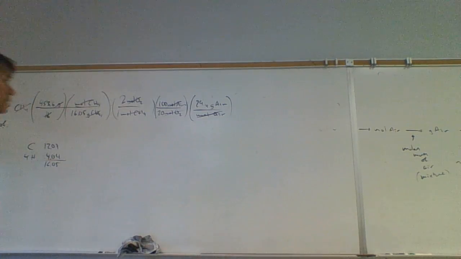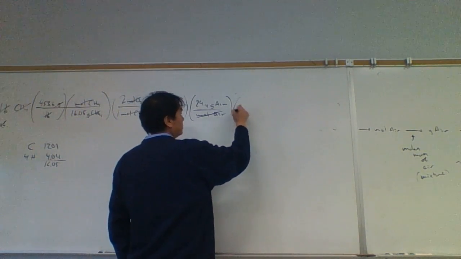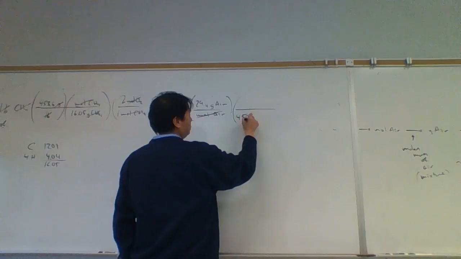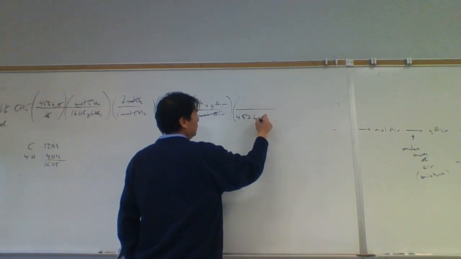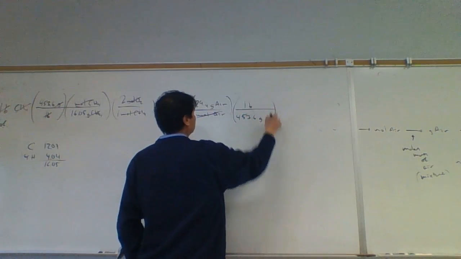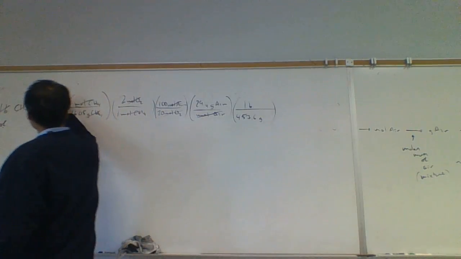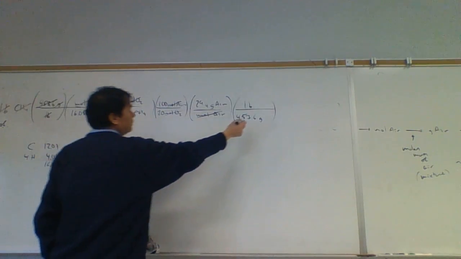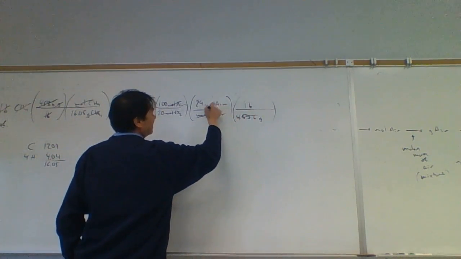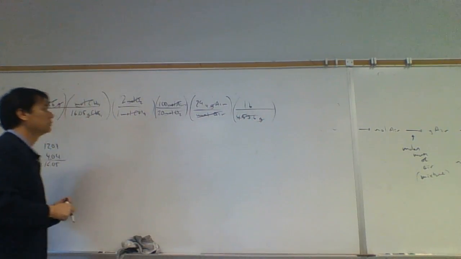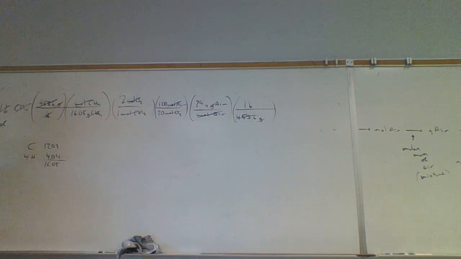Okay, so we got grams of air. Now we want to go to pounds, so we're just going to use 453.6 grams per pound. So 453.6 cancels here. Grams cancel, and we're left with pounds of air. So if I have 1 pound of methane, how many pounds of air do I need to burn that? So let's see.